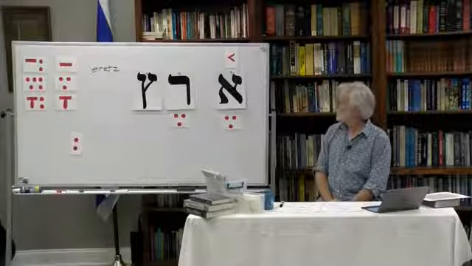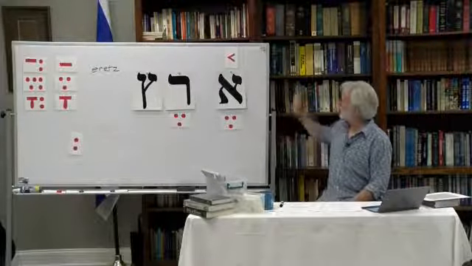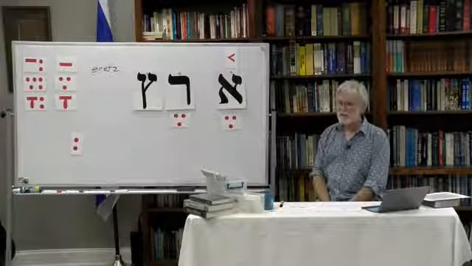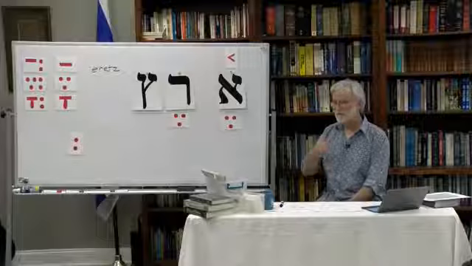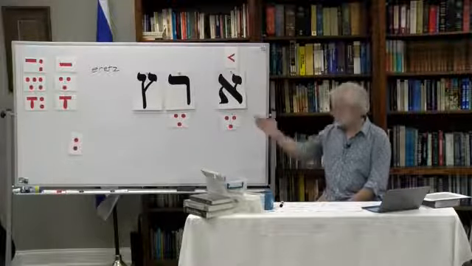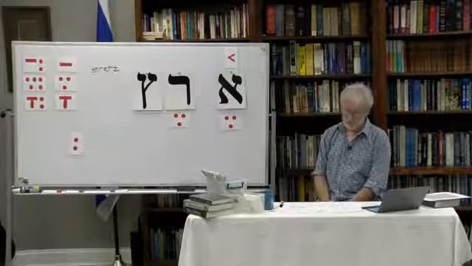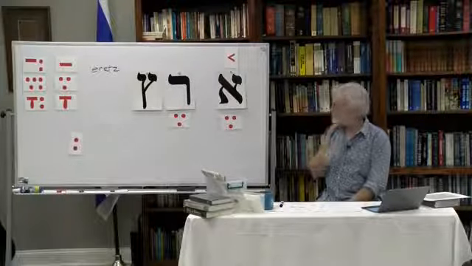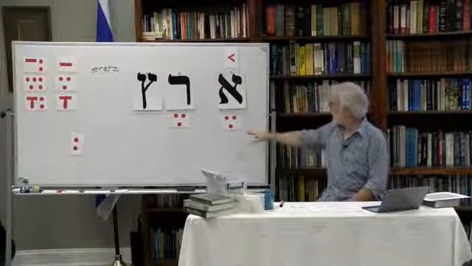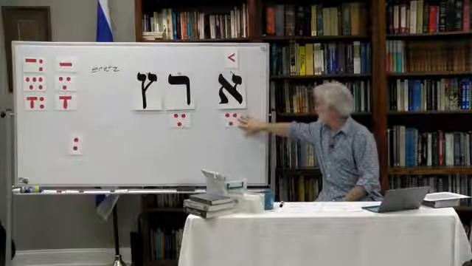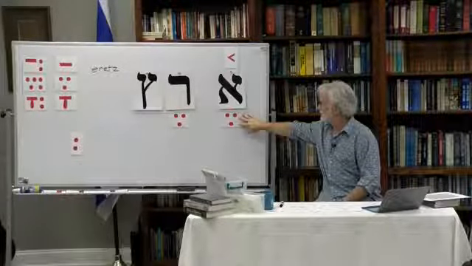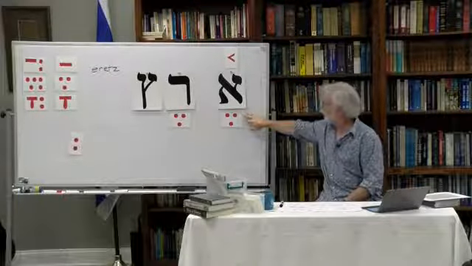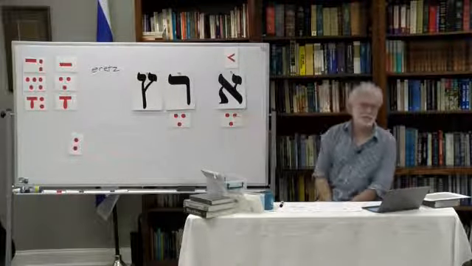I want you to look at that. Remember, an open syllable has consonant vowel. A closed syllable has consonant, vowel, consonant. So the second syllable is a closed syllable and it's unaccented. In this case, if you look at your chart, this is the segol, right? The segol is a short vowel.